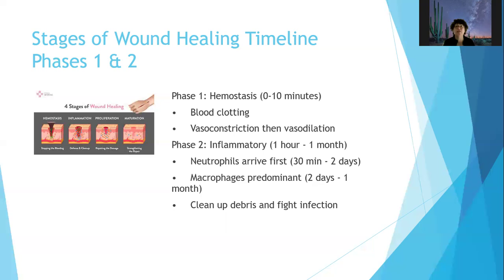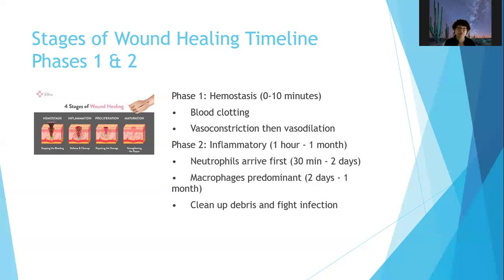After the first 2 days, basically a neutrophil can eat one mouthful of something and then it's done. And then the next neutrophil eats another mouthful and then it's done. After 2 days, the macrophages, and macrophage means big eater, if you want to think of it that way, come in, 2 days to a month, and they're really cleaning up debris. And not only that, they have a big role in the immune system, which we'll talk about in the next chapter, and they're fighting infection in that wound.